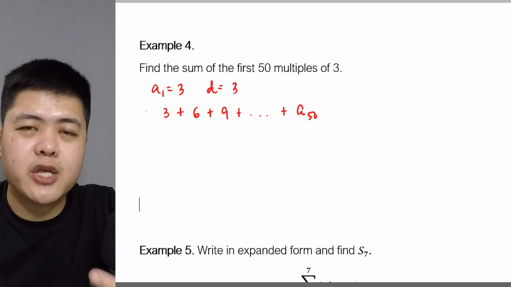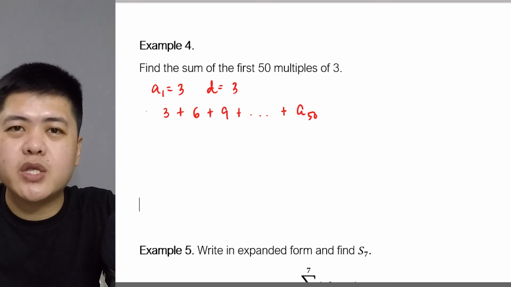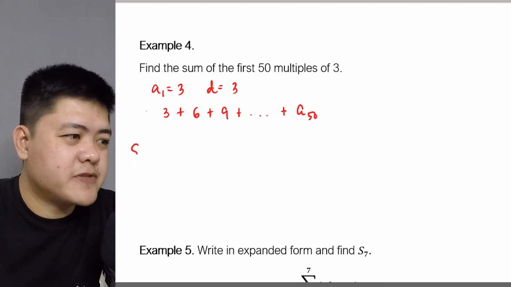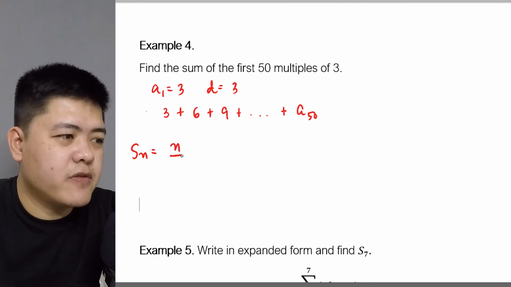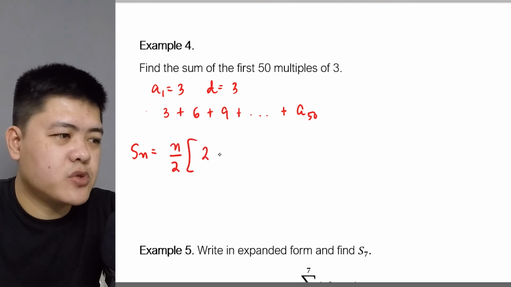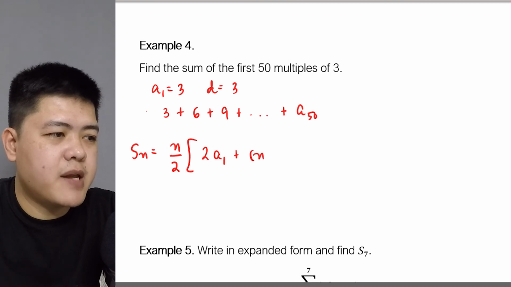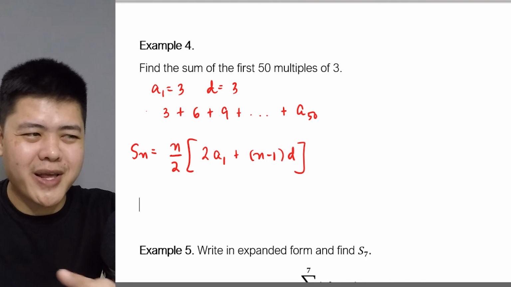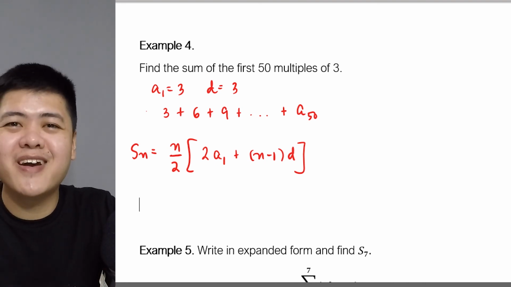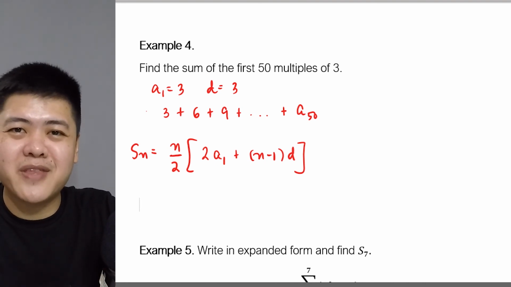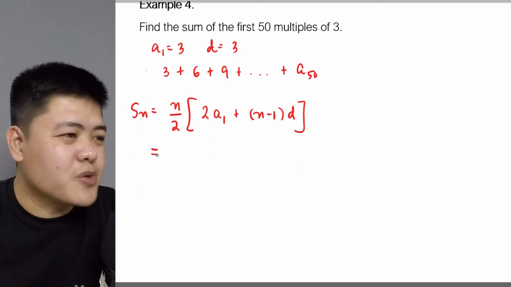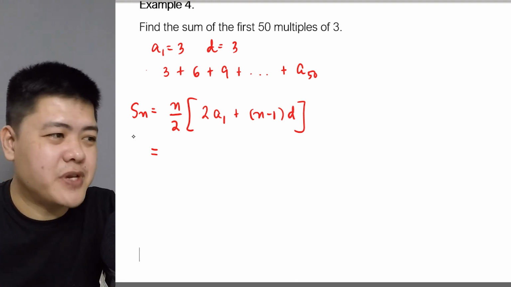So pwede mo naman kuhanin yung 50th term. Tapos you can use the formula n over 2 times a sub 1 plus a sub n. Pero gamitin natin yung first formula. First formula, S sub n equals n over 2 times twice of a sub 1 plus n minus 1 times d. Actually, ganun lang din yung mangyayari kung kinukuhanin mo man yung a sub n because we still be using the formula for the nth term of the arithmetic sequence. So, ito na lang. Nag-substitute lang tayo. We want the first 50 multiples of 3.